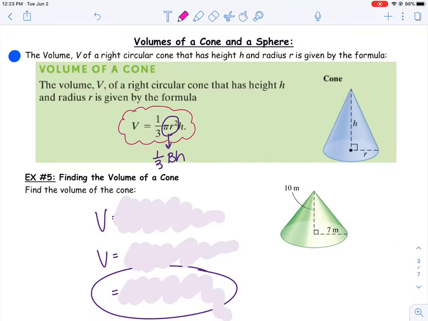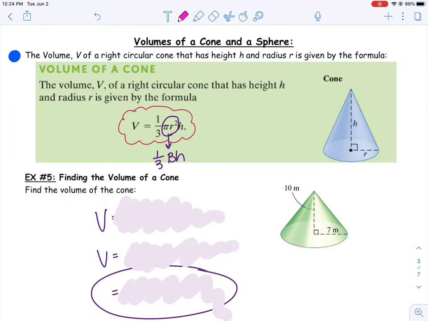All right, here's our second and last video for section 10.5 on volume. Remember, we already talked about the volume of a rectangular solid, we talked about the volume of a pyramid, and then we even talked about the volume of a cylinder. Now let's talk about the volume of cones and spheres.